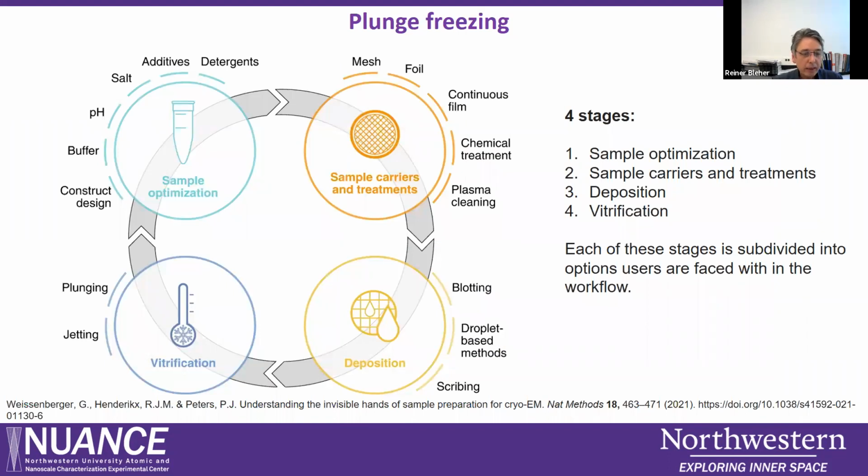Okay, then in an overview, we can divide the whole plunge freezing process into 4 main stages. So we have sample optimization, sample carriers and treatments, deposition of the sample, and vitrification. Each of the stages has several options that can be adjusted, and the most options are available for sample optimization, like the design of the sample in the first place, the buffer pH, salt conditions, additives, detergents. So there's an endless variety that can influence the sample.